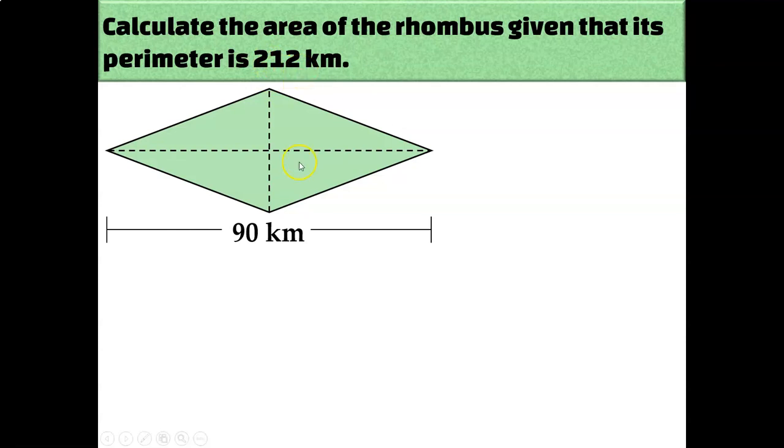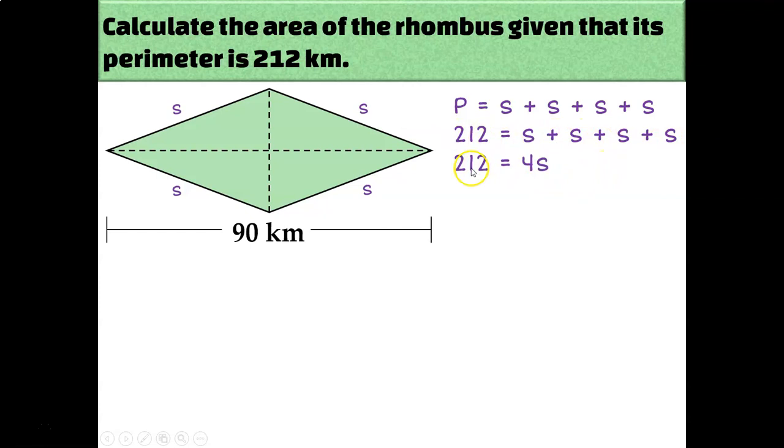And our last example, we have a rhombus whose perimeter is 212 kilometers. And all that we're told is that it has one diagonal that measures 90 kilometers. All right, so what do I know about the perimeter of a rhombus? I know that perimeter equals side plus side plus side plus side, because all 4 of these sides have to be the same, right? Because it's a rhombus. And I know that the perimeter is 212, so I can plug that in. Then combine my like terms to figure out that 212 equals 4s. Divide both sides by 4, and I find out that s, or each side length, has to be 53 kilometers.